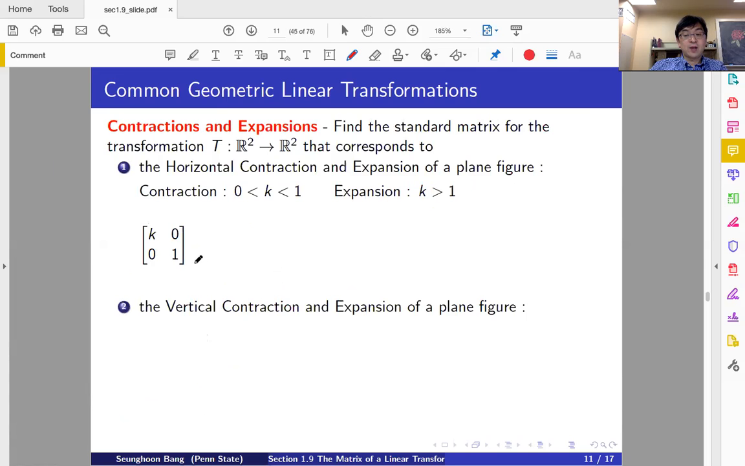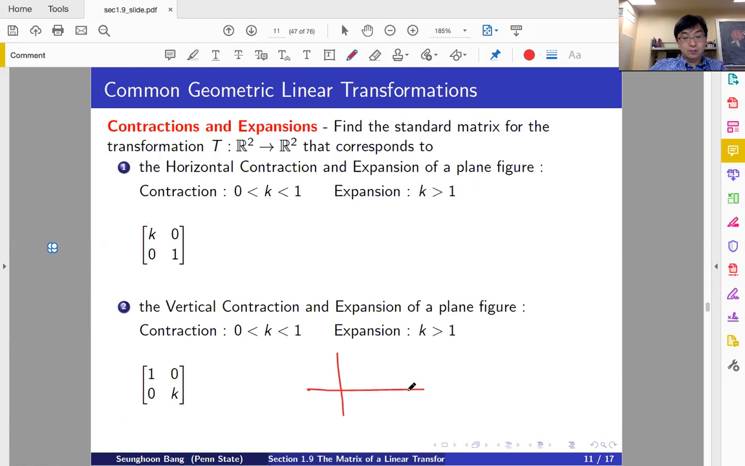Vertical contraction and expansion of plane figures. The contraction, expansion, so what's that? Here, we have this result. Why do you have this kind of thing? Same idea here. This point is (1, 0). The vertical contraction or vertical expansion doesn't move it. So we have T(e1) equals (1, 0), doesn't move. This is (0, 1) here.